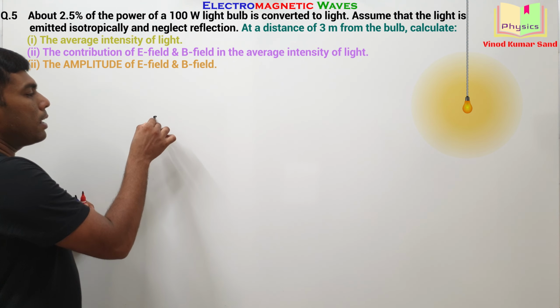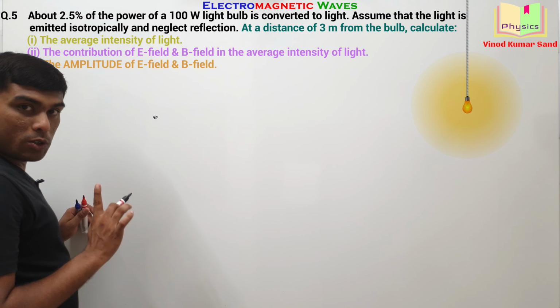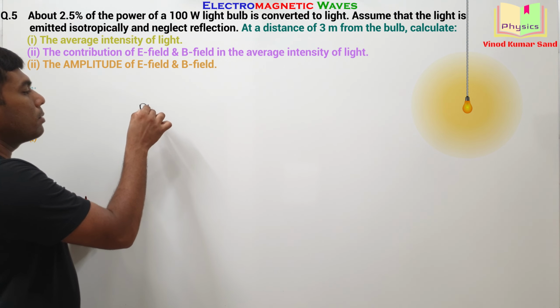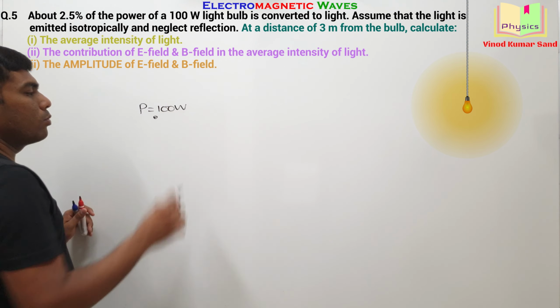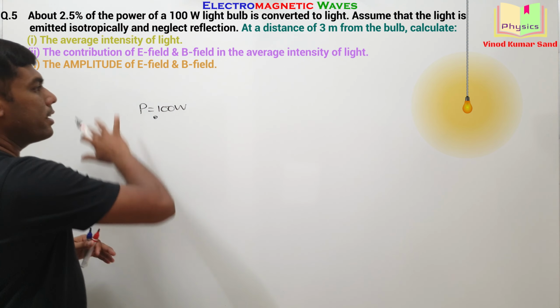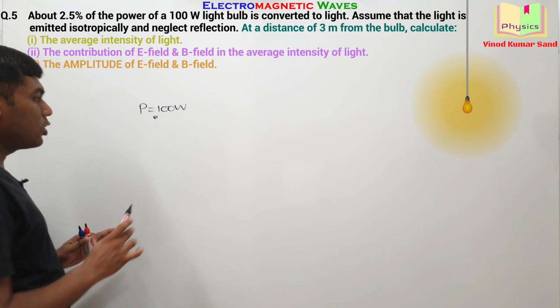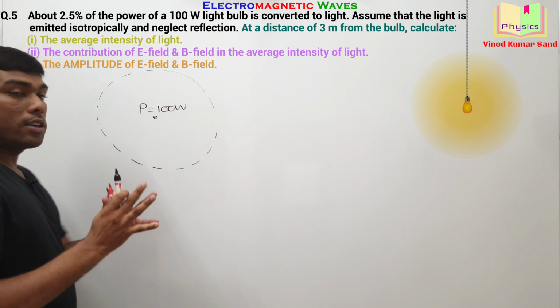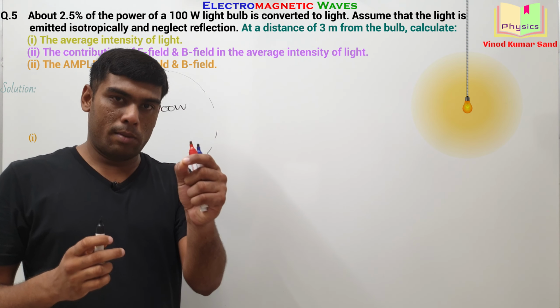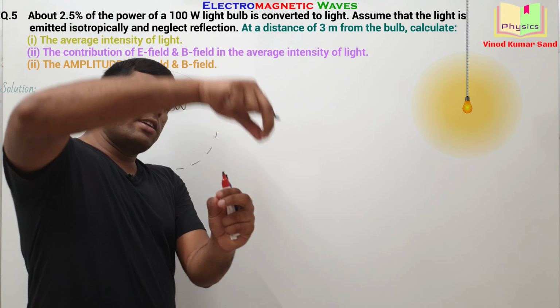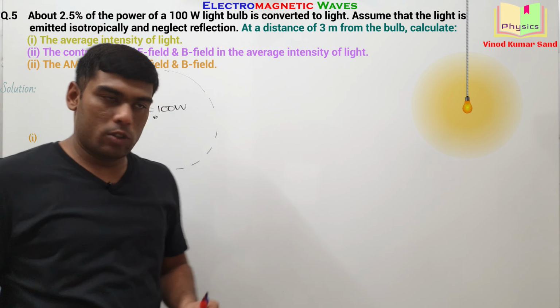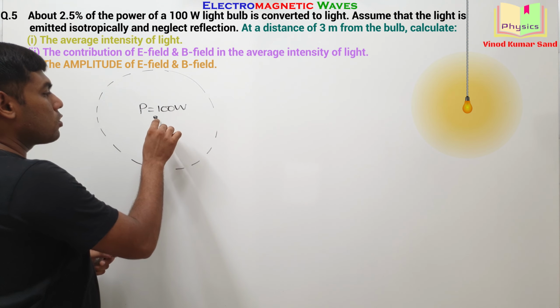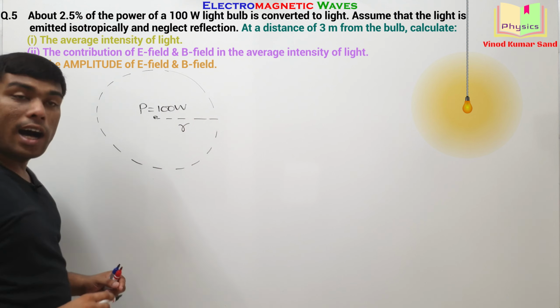We treat this bulb as a point source. The power of the bulb is given as 100 watt. The bulb will radiate energy in all directions. So in 3 dimension, you can construct a sphere. If this is a bulb point source, it will radiate energy in all directions. The radius of this sphere I consider as R.